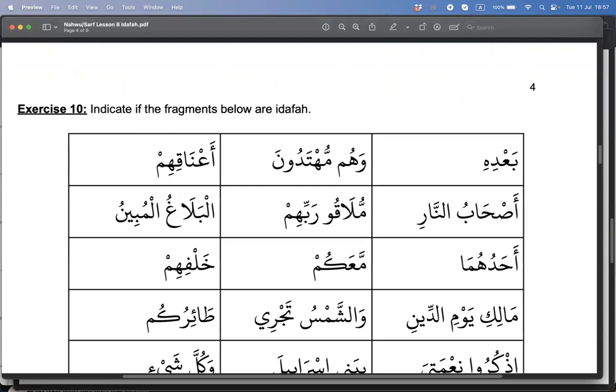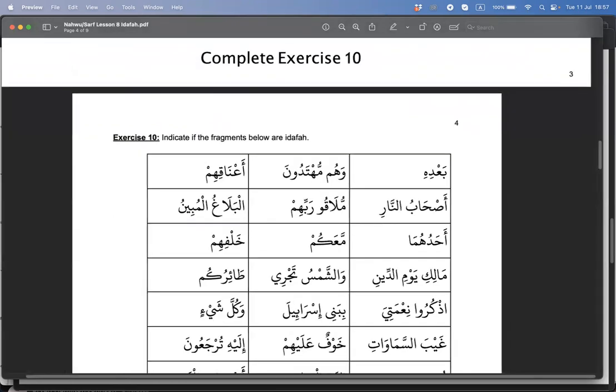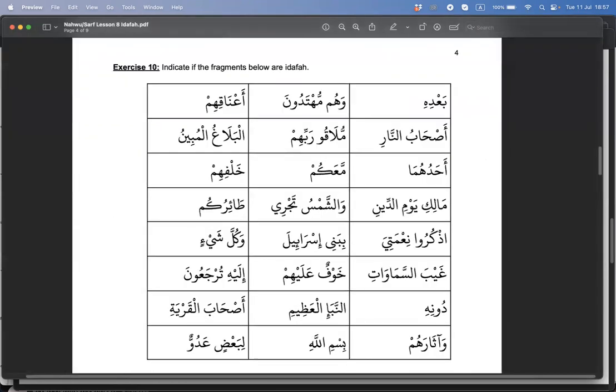We have things to talk about some more in idafah, but we'll stop here for today. Any questions? No? Okay, if there are no questions, then I will see you in the next lesson on Friday, inshallah.